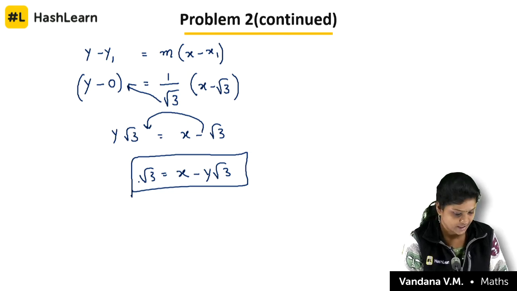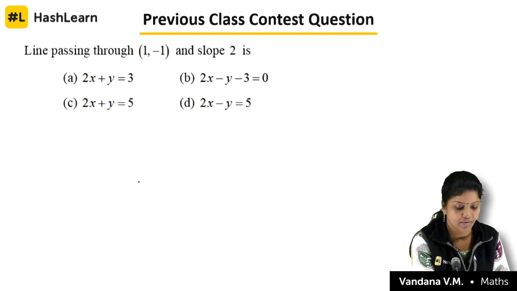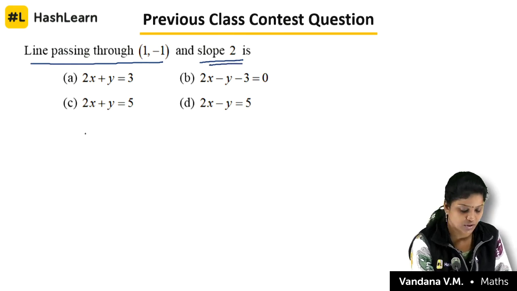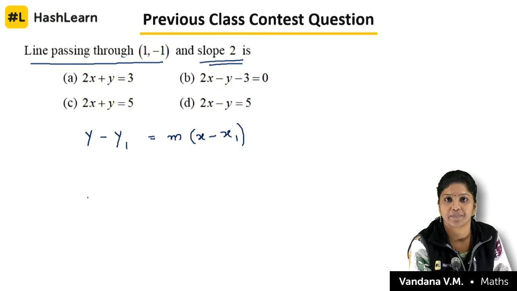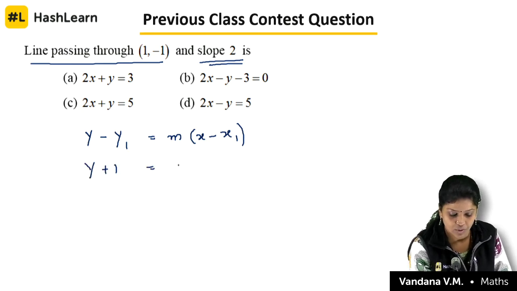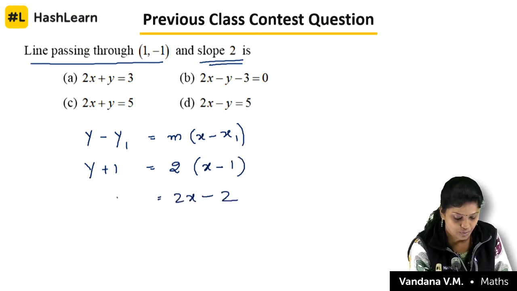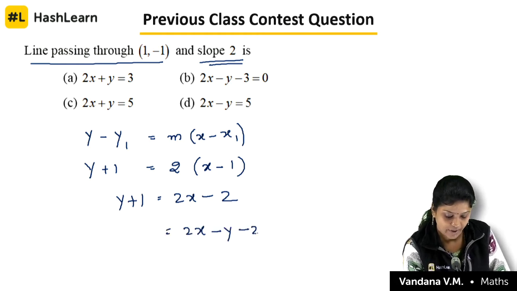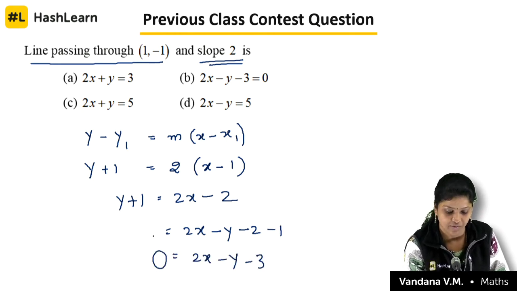Clear, children? Yes. Next, the previous class contest question, a very simple question I gave. I gave the point it passes through and the slope. So, just now I told you how to find out the equation. y minus y1 is equal to m into x minus x1. y plus 1 is equal to, slope is 2, x minus 1, 2x minus 2. Bring it to one side, 2x minus y minus 2, and if it comes to this side, 2x minus y minus 3 is equal to 0.